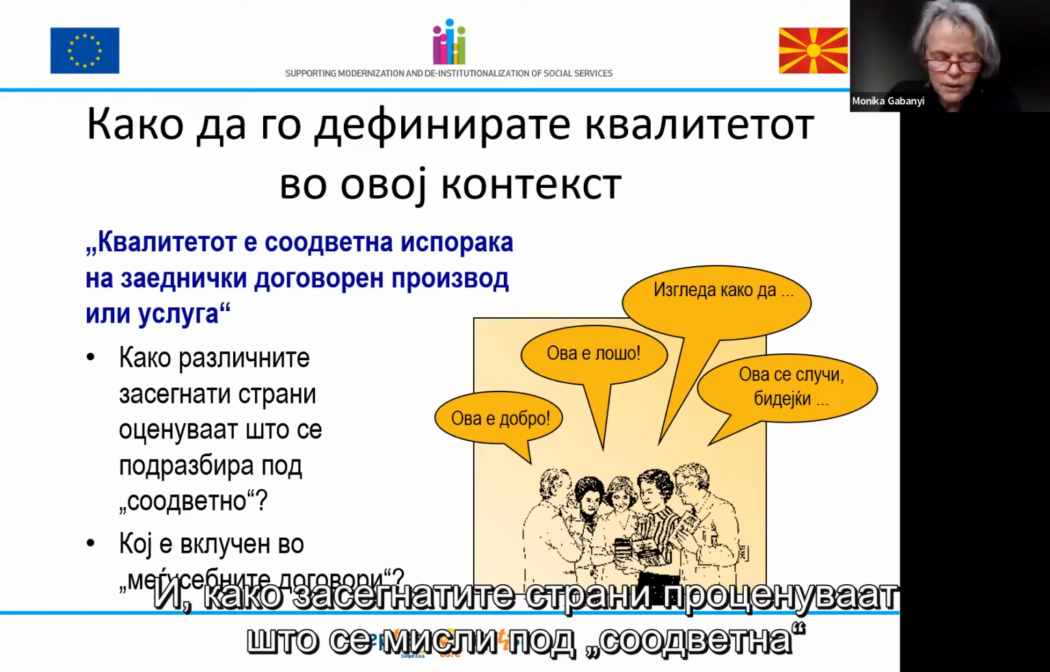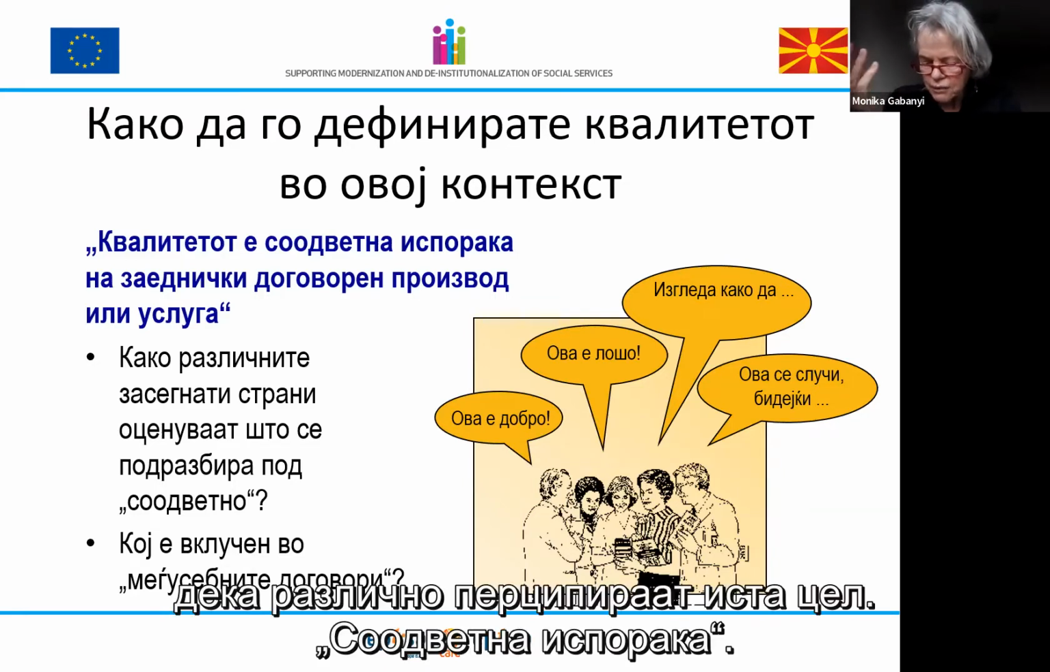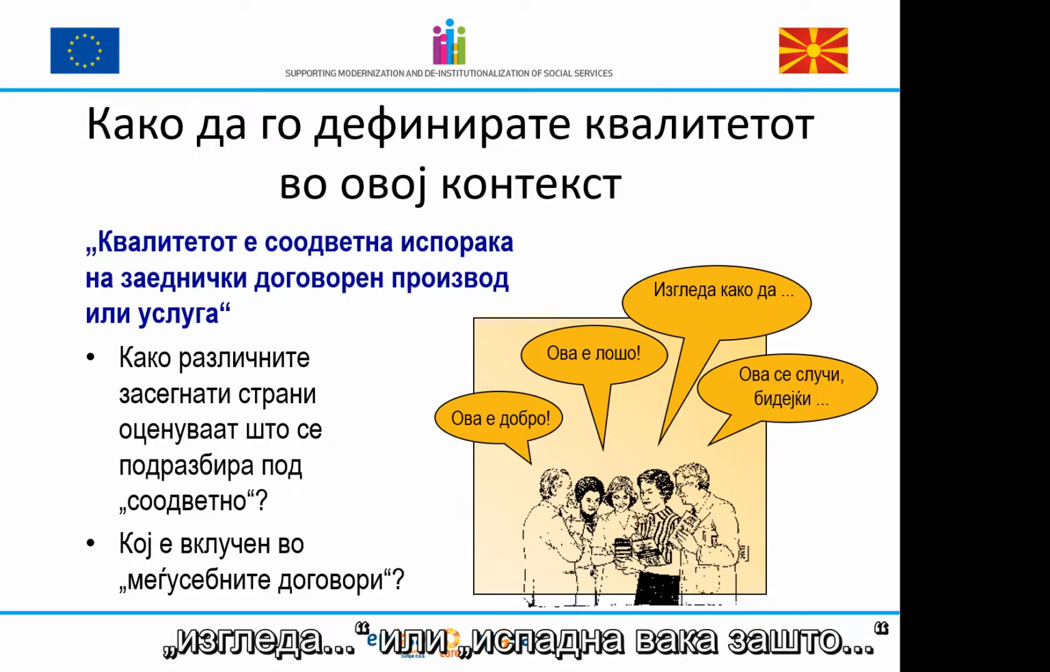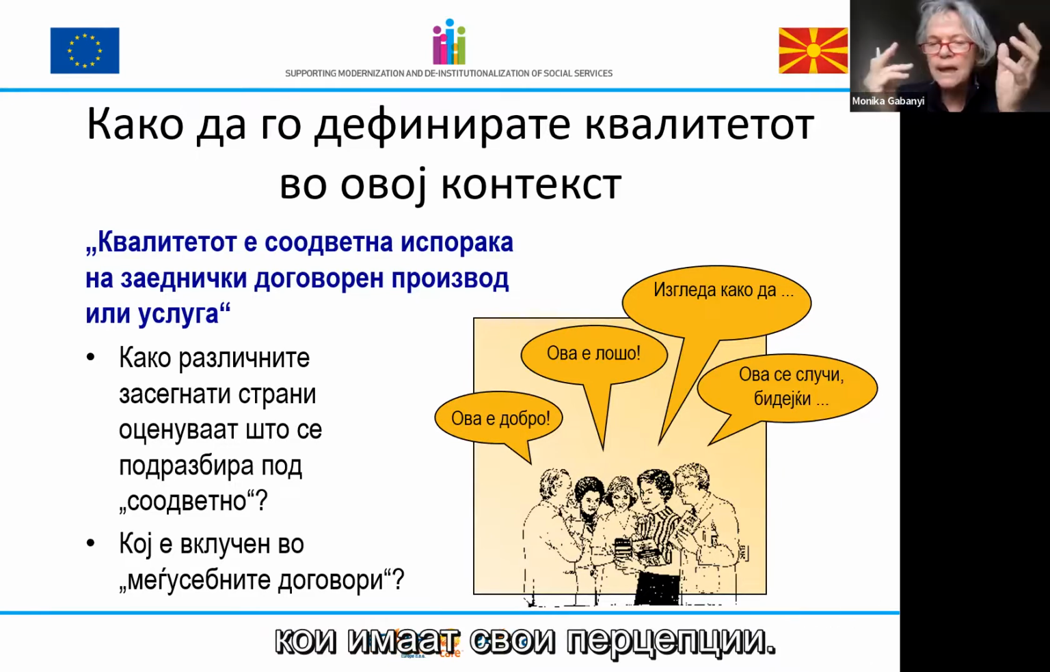And how do the various stakeholders assess what is meant, first, by proper, and who is involved in mutual agreements? Here already you can see that different perceptions on one goal appear. Proper delivery of services: the one says, oh, that's good, the other says, no, that's bad. So a lot of stakeholders are involved, and they have their individual perceptions.